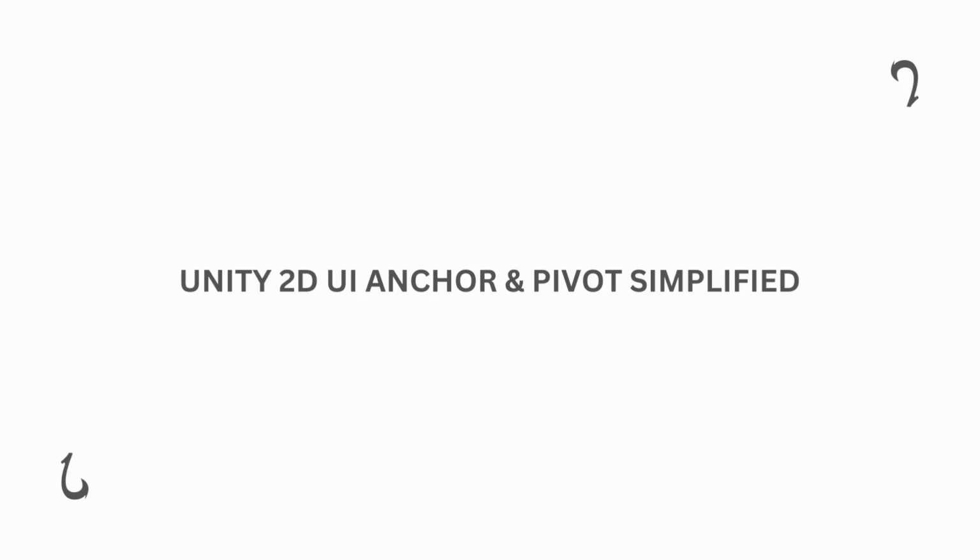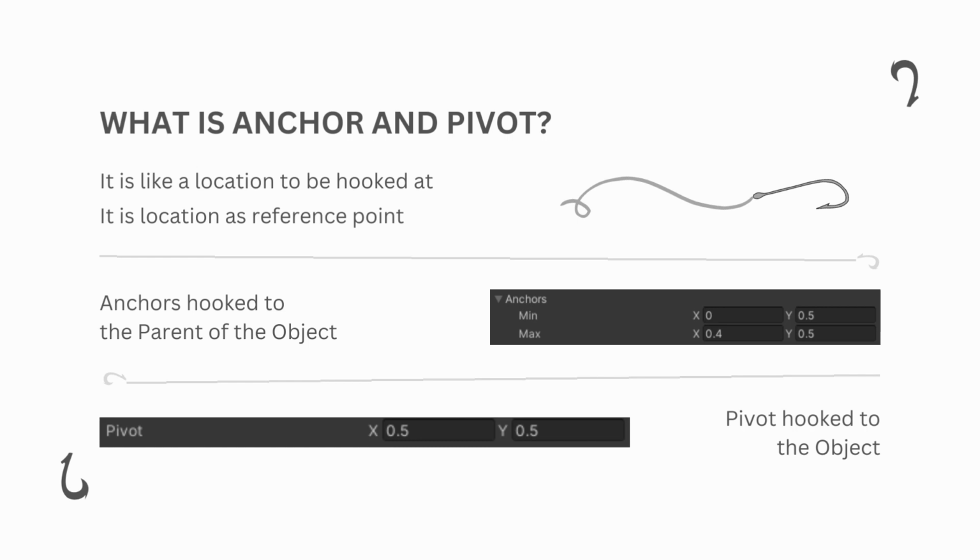Hi everyone, today we will learn about Unity 2D UI, Anchor and Pivot. I will simplify this because I think this is quite complicated and I want to simplify this. Okay, let's start. First, what is Anchor and Pivot?